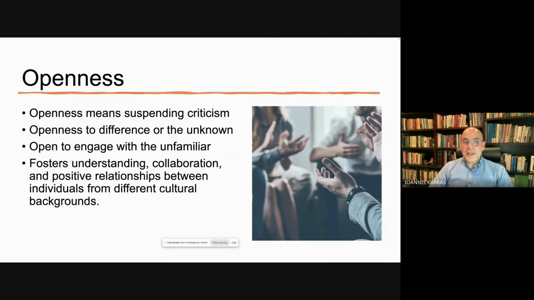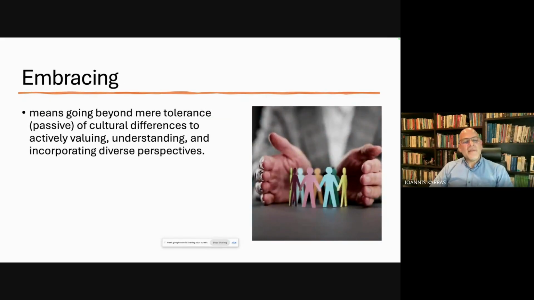Openness to difference or the unknown, open to engage with the unfamiliar, because sometimes we are resistant. We don't want to engage with the unfamiliar. And this fosters understanding, collaboration, and positive relationships between individuals from different cultural and linguistic backgrounds. And then the last term is embracing.